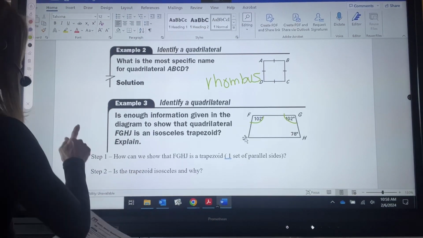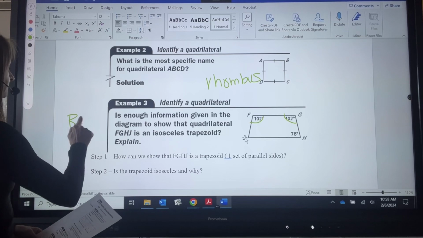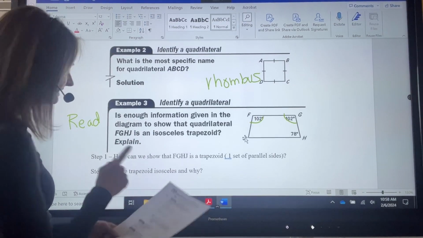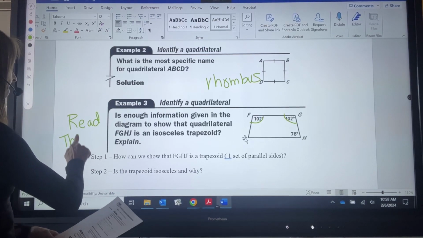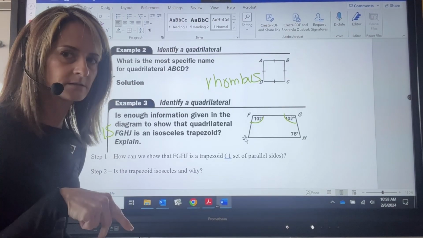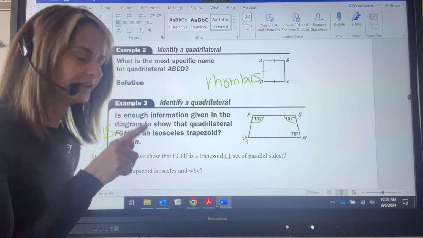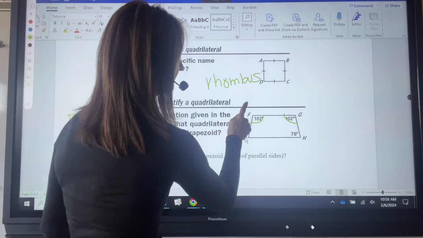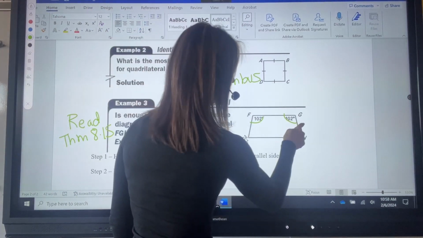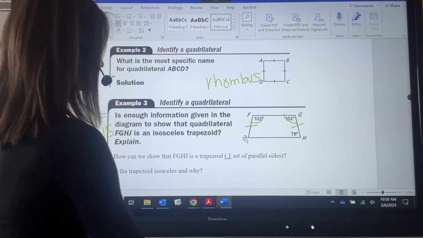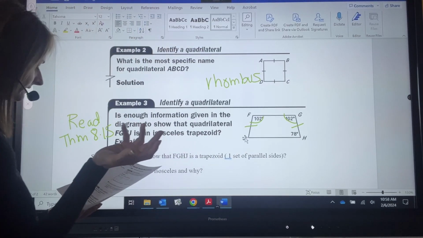So first of all, pause and just go up one sheet on the other side and read theorem 8.15 and then come back to this. All right, you read it. So if we have base angles that are congruent, we know that the sides opposite them are also going to be congruent, right? So we know it's going to be an isosceles trapezoid.